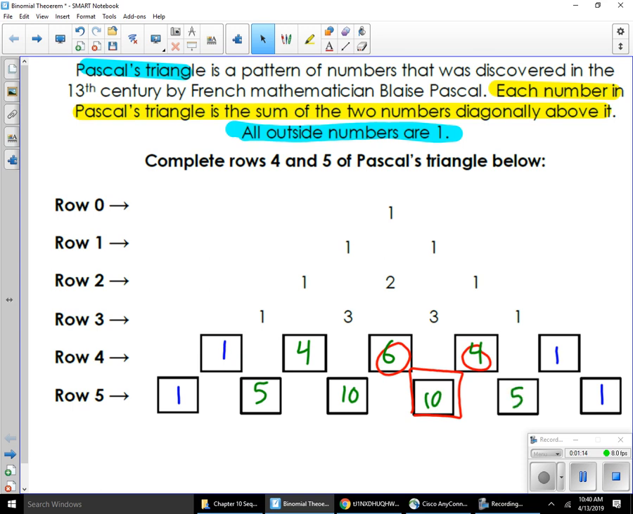Now, we only have 5 rows on these notes, but you could do this forever. I mean, I could take the 10 and the 10 and get a 20. Flanking either side of the 20 would be a 15 and a 15, coming from 5 plus 10. But of course, you wouldn't want to make 80 rows of this thing.